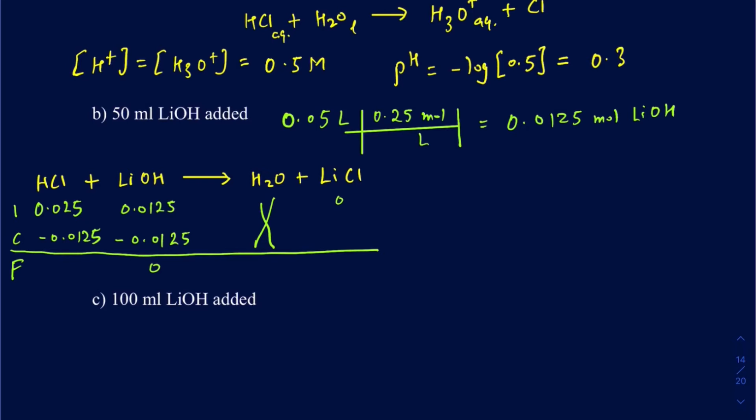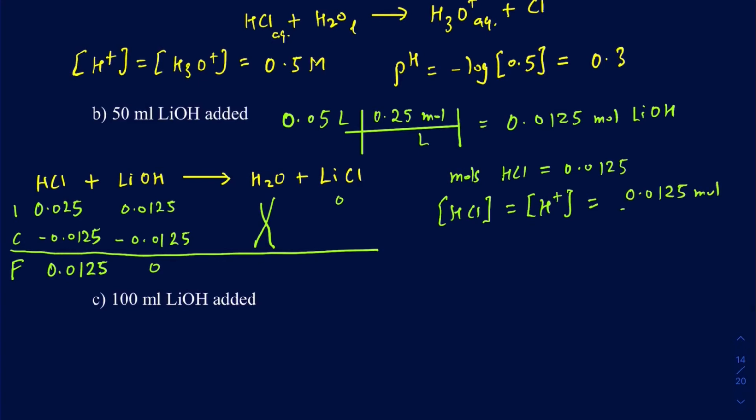So how much HCl are you going to have left over here? Well, you just subtract 0.025 minus 0.0125, and that's still going to be 0.0125 moles. So now I know the moles of HCl that's going to be left over would be 0.0125. And then what's going to be the concentration then? Well, remember, whenever you're trying to find the pH, you must have the concentration of HCl or the H plus. So in this case, the HCl concentration is going to be the same as H plus because it's a strong electrolyte, it's going to be 0.0125 moles divided by whatever volume it's going to be.